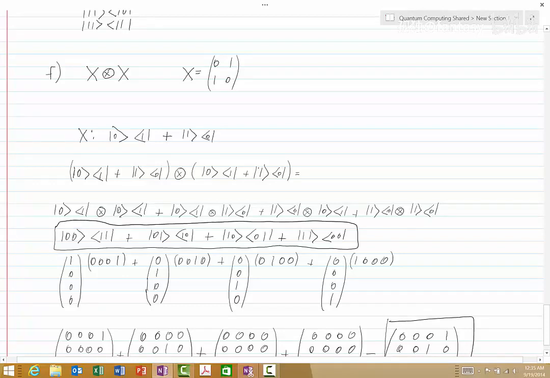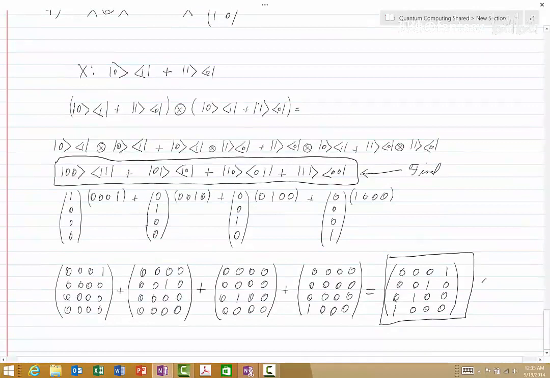And remember that when you take these tensor products of terms, you have ket, bra, ket, bra. Remember that when you take the tensor product, you'll group the kets together in the first term and then the bras together in the second term. And that's true for each one of these. And so you got this answer, and this answer is your final answer. But if you wanted to find the matrix form, it would be given here.